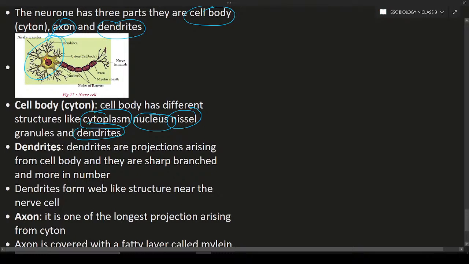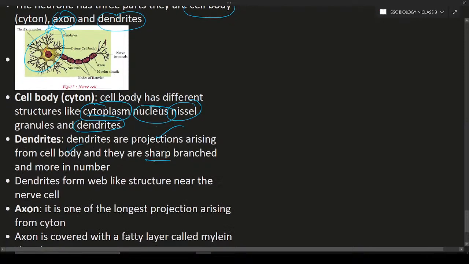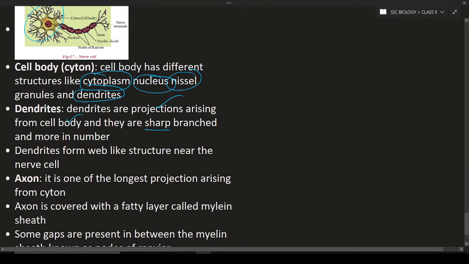Here you can see the dendrites are projections. Projection means something that is coming out. They arise from the cell body, and they are sharp, branched, and more in number. This is about dendrites. The dendrites form a web-like structure, and they are the projections arising from the cyton.